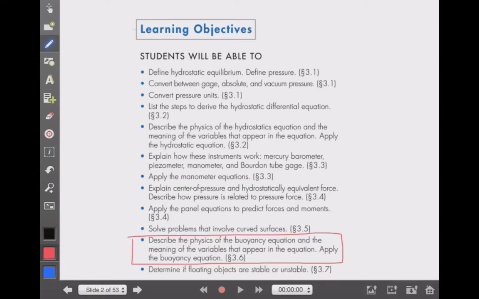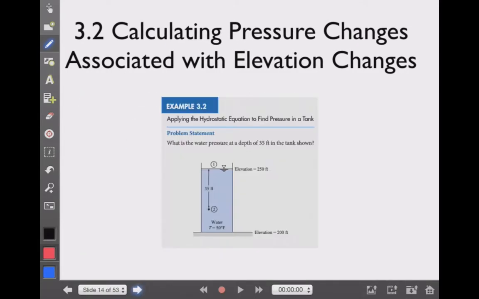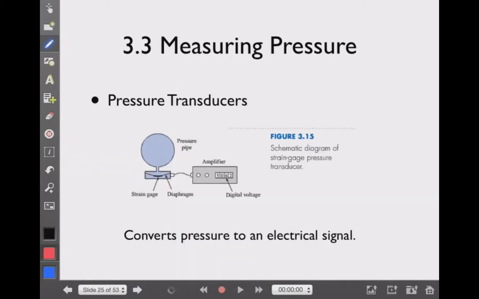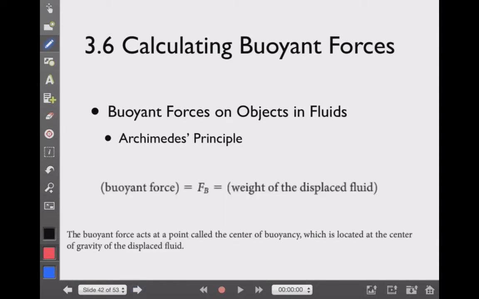In a separate recording, I will do an example problem applying the buoyancy equation. So let's skip ahead to the section on buoyancy through the sections that we've already done, and start here, calculating buoyant forces. I'm going to kind of start with the conclusion.